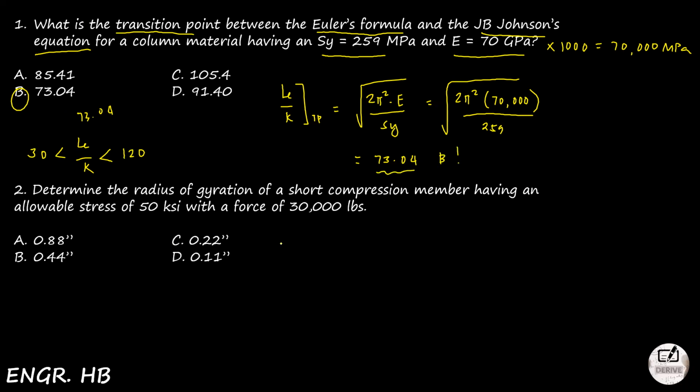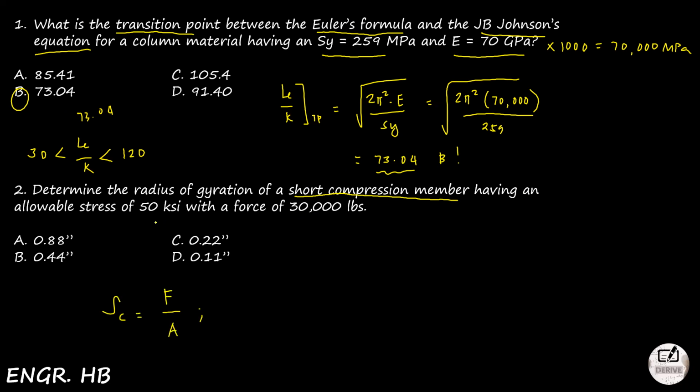Second, determine the radius of gyration of a short compression member having an allowable stress of 50 KSI with a force of 30,000 pounds. So be noted that the member is a short compression member. Remember, we have three: short compression, the long and slender column, and the short column. So wag malilito sa first and third type. Short compression member is simply SC is equal to the ratio of force over area.